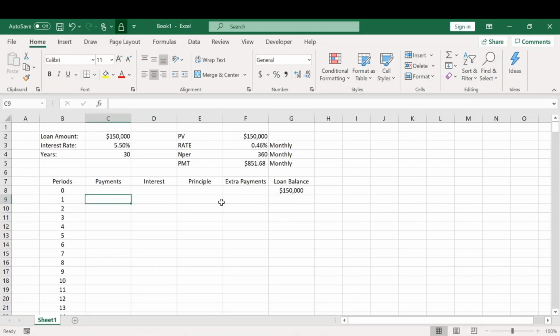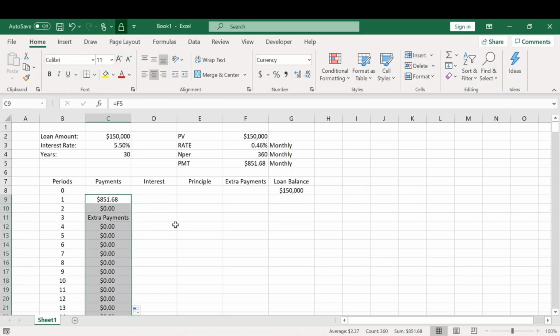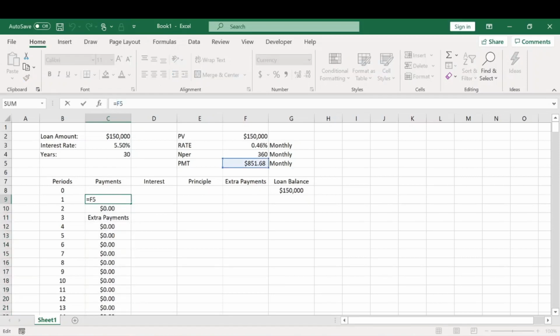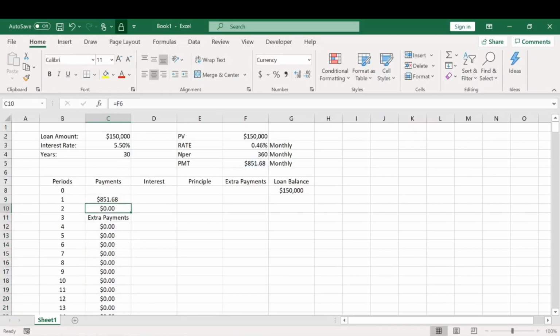Our payments are going to equal our monthly PMT that we already calculated. That'll be our monthly payment. Make sure we go ahead and lock this cell. And we can just drag that down, so each payment per month we know to be $852, essentially.